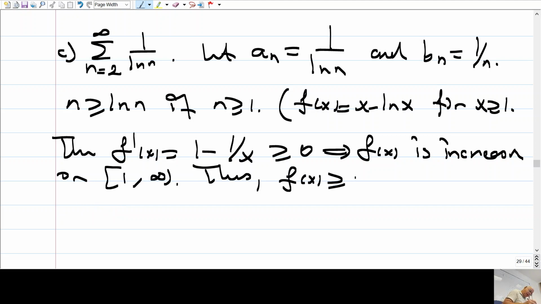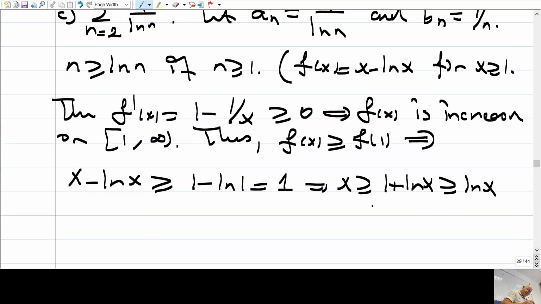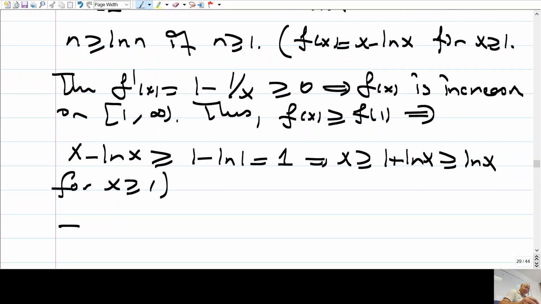Thus f of x is larger than f of 1, which implies what? f of x is just x minus ln x, and this is larger than f of 1. What is f of 1? 1 minus ln 1, which is just 1. Therefore, x is larger than 1 plus ln x. In particular, it is larger than ln x for x larger than or equal to 1. Therefore, n is larger than ln n. But this implies what? 1 over ln n is larger than 1 over n, because this is bigger.